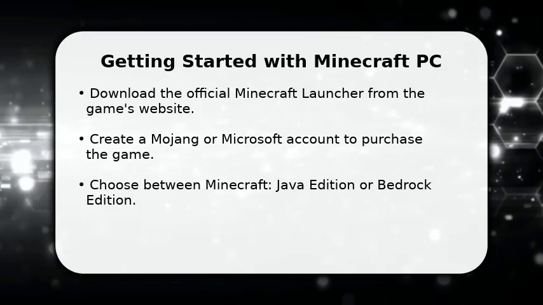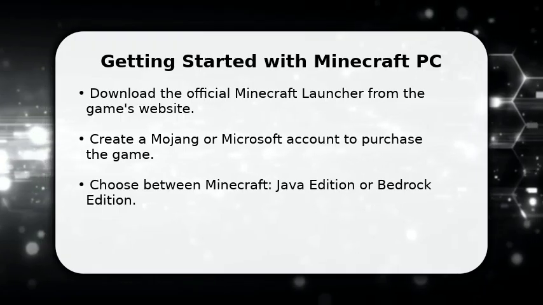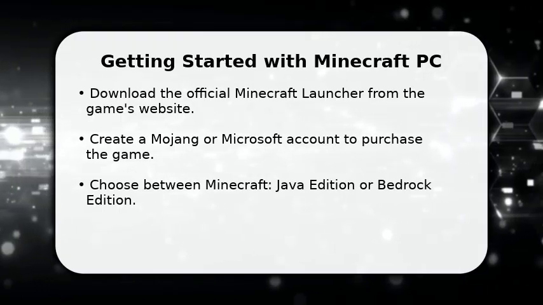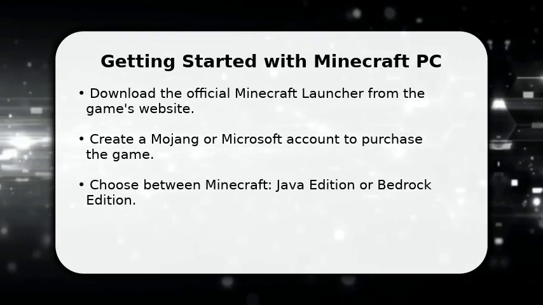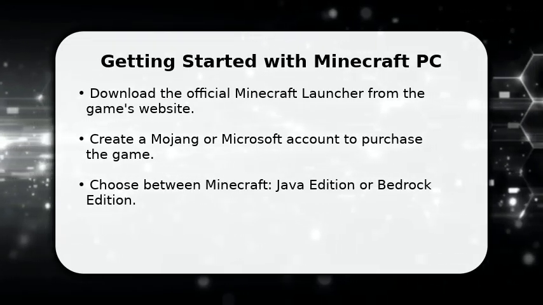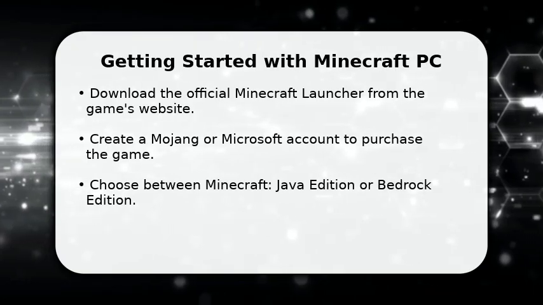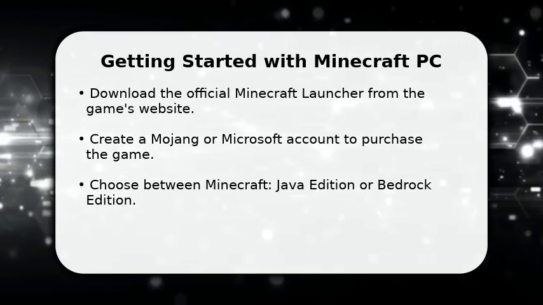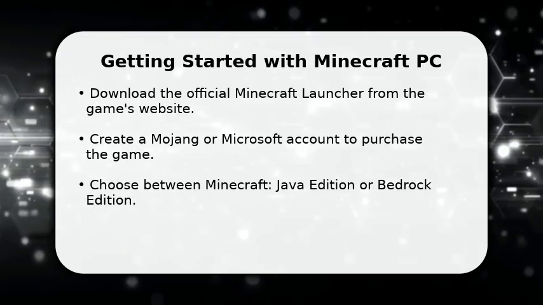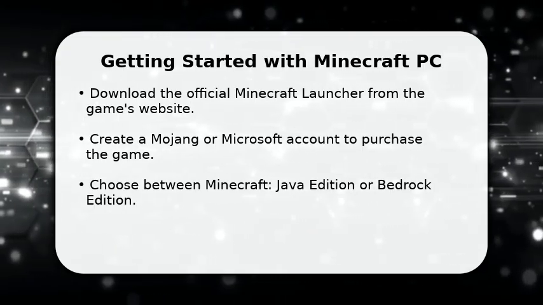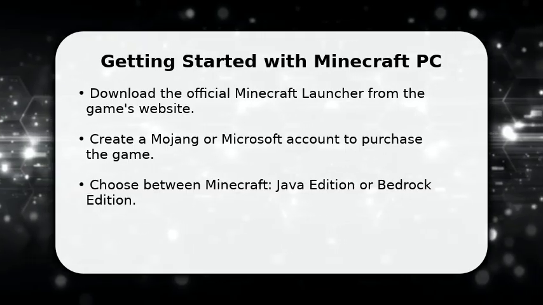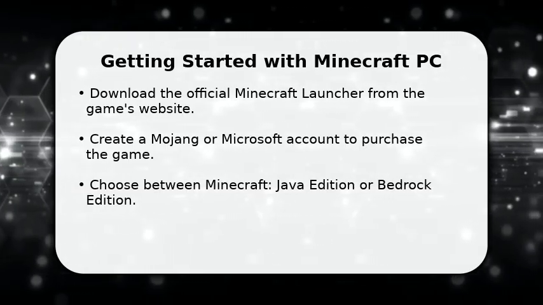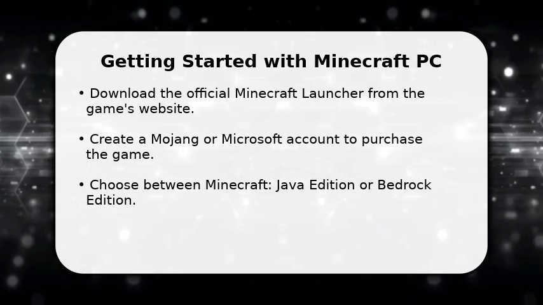In this video, I will explain how to play Minecraft on your PC. First, you will need to download the official Minecraft launcher from the game's website. After that, create a Mojang or Microsoft account, which is necessary to purchase the game. You will then choose between two main editions, Minecraft Java Edition or Bedrock Edition, each offering a slightly different experience. Finally, confirm your computer meets the minimum system requirements for optimal performance.